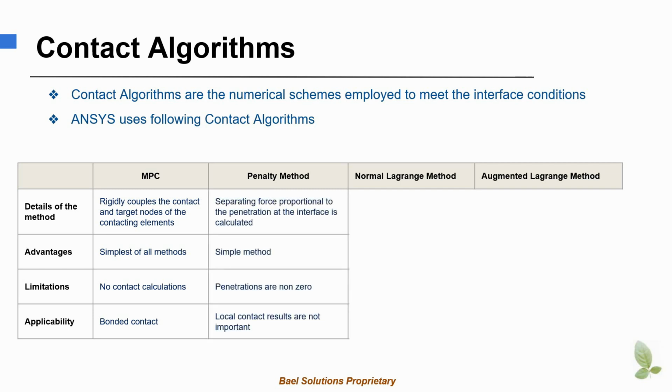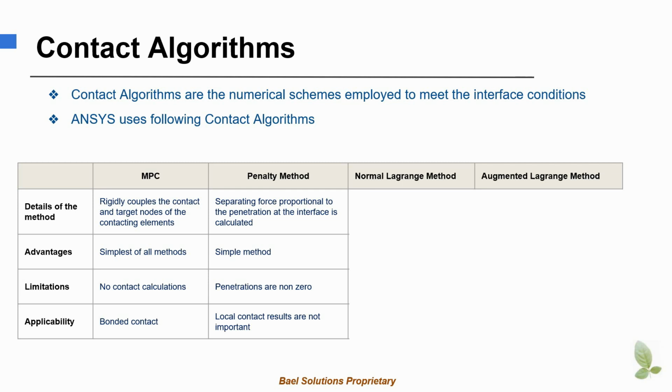Second is the penalty method. Penalty method creates a contact separating force proportional to the penetration at the contact interface. This is a relatively complex method and requires a nonlinear solution. Penalty method calculates all the complex contact outputs, like penetration, pressure, friction, etc.